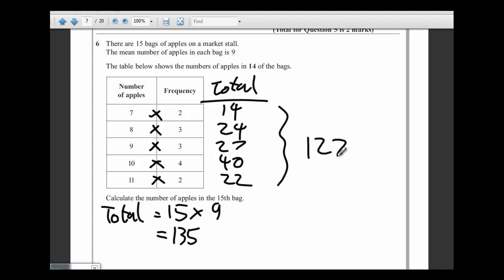So how many were in the 15th bag? Well, that would be the total number of apples, take away the number of apples in the first 14. 8 apples in the last bag.